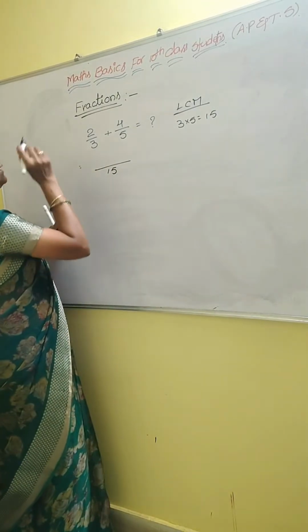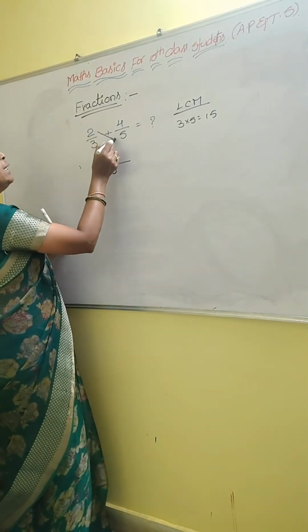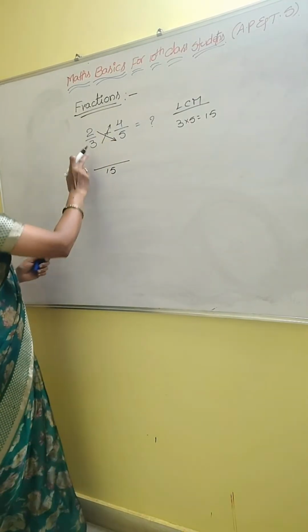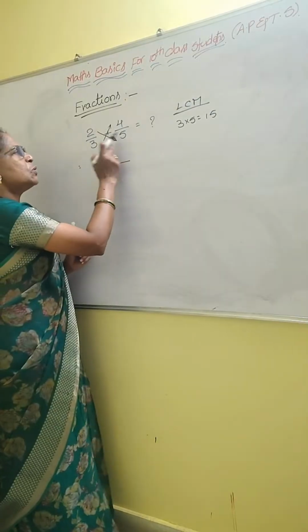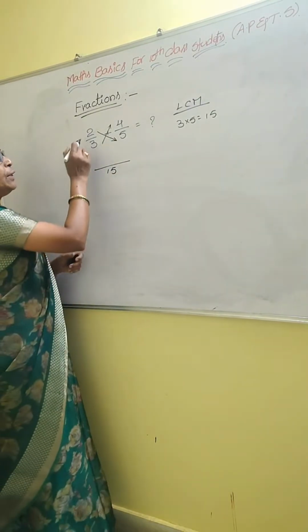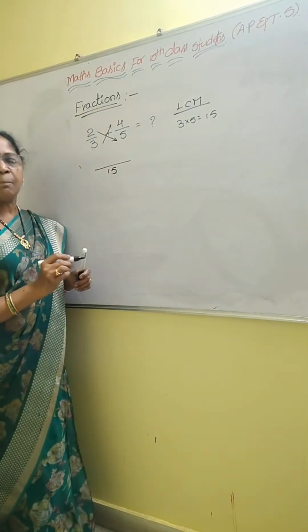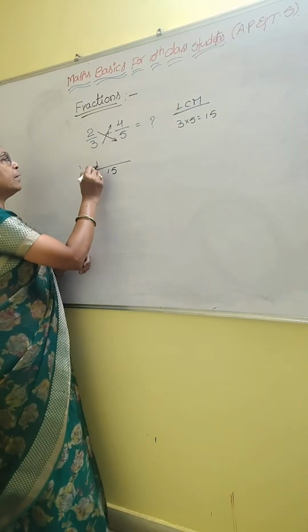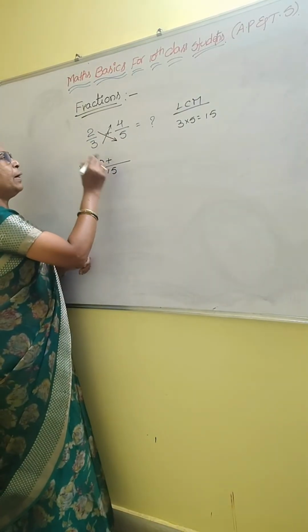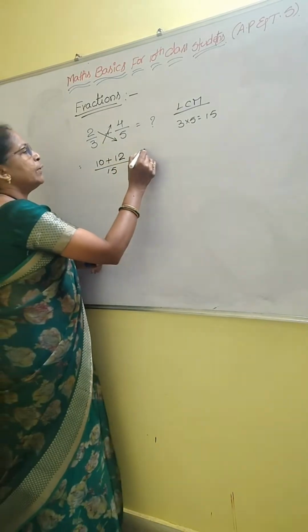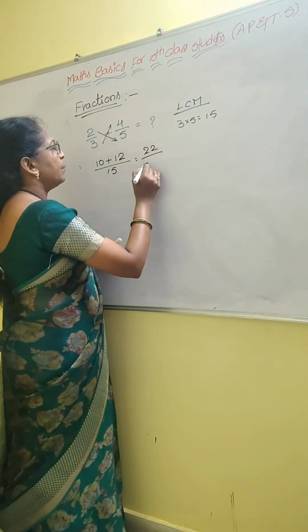Next, in the numerators, you can directly cross multiply. Whenever the two denominators are multiplied to get the LCM value, you cross multiply. That means 2 fives are 10, plus 3 fours are 12, that equals 22 divided by 15.